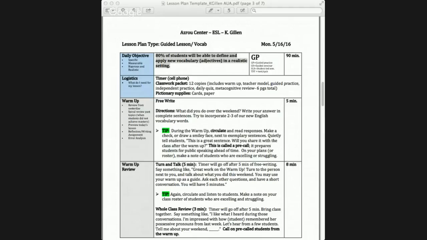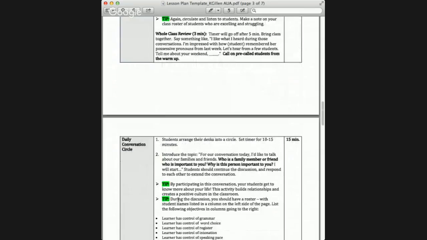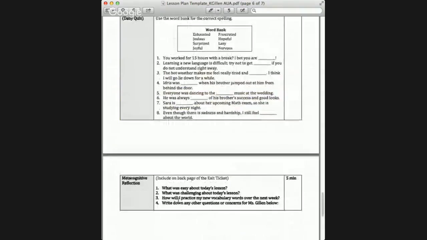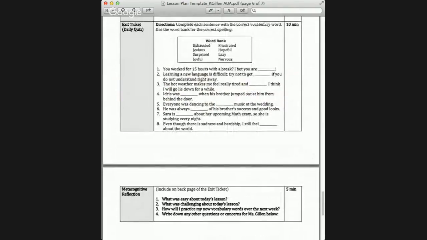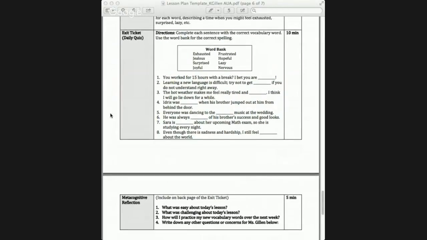Okay, so once I've written my objective, the second thing that you should do is write the assessment. I know it comes last here in the lesson plan, but that's actually the second thing that you should do when you're planning. So first, you plan out your objective, what you're going to teach. Second, you plan out how you're going to assess it. So this is an example of my daily exit ticket. It's like a daily quiz that you use to see how well or effective your teaching was.